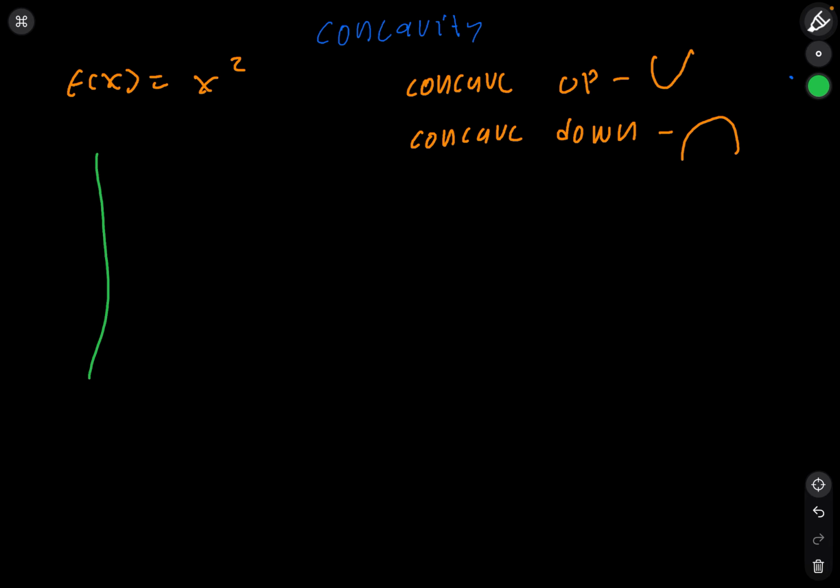We all know the graph. It just looks like this. But why is that? And that's such a bad graph. My drawing skills are terrible. But why is that? Well, since I said that concavity is equal to f double prime, or the second derivative of f of x, let's find why. So we have f prime of x, which is equal to 2x.